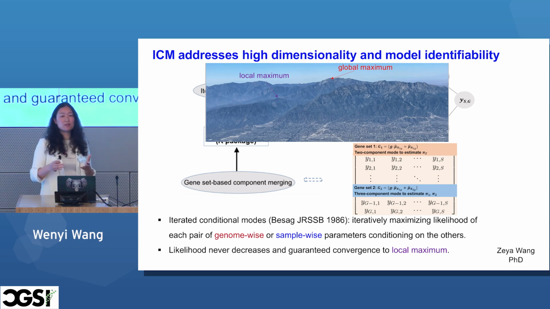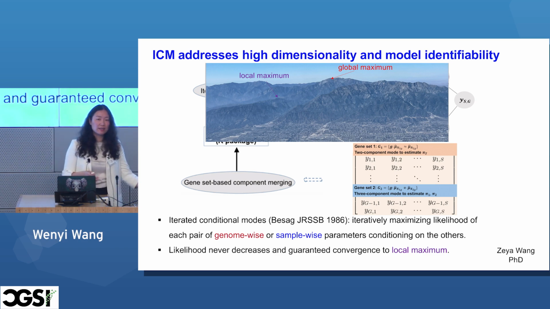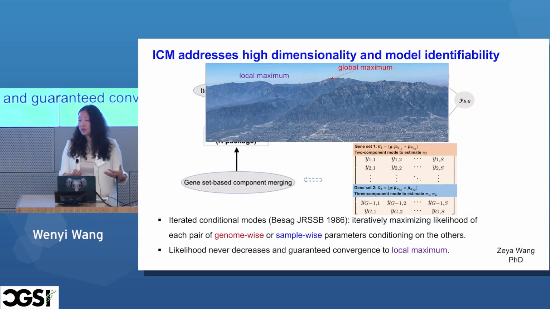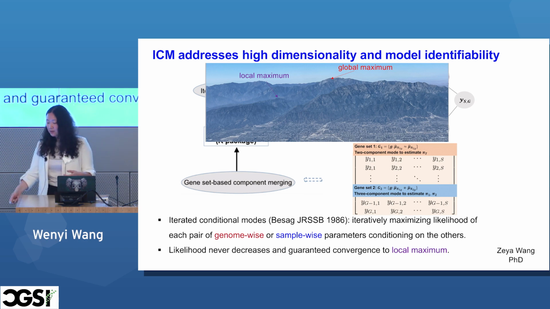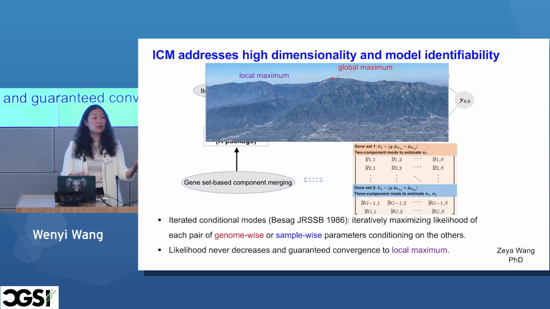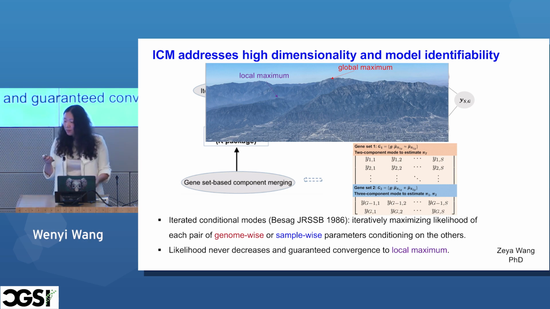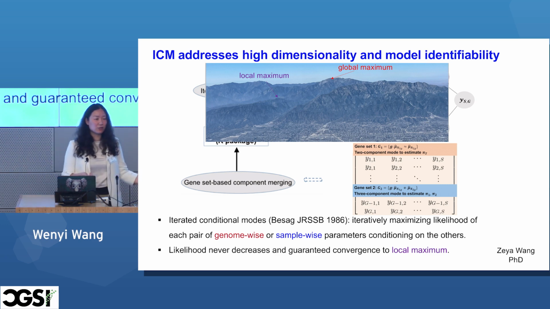We came up with this method and then found that it was already introduced in the literature early on for solving imaging data problems, and it has been proven that its likelihood never decreases and that it is guaranteed to converge to a local maximum, which is great. However, as in this picture I just took on my flight to LA, we are not satisfied with a local maximum.